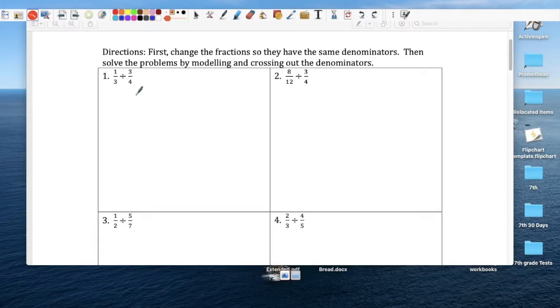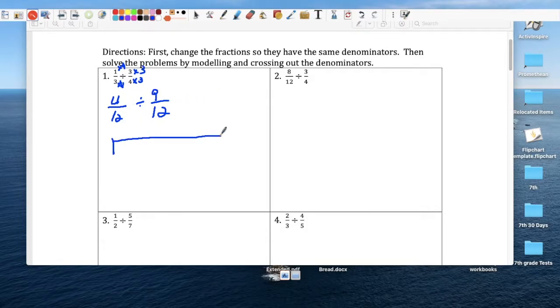First, on one side, you have to do the pictures, right? So the first thing we find is the LCM, and the LCM is 12. So we're going to change everything to 12. This is times 4, and then times 4 on the top. 1 times 4 is 4. This one is times 3, and then times 3 on top is 9. So we have 4 over 12 divided by 9 over 12.